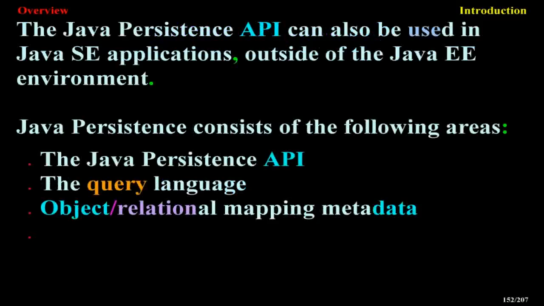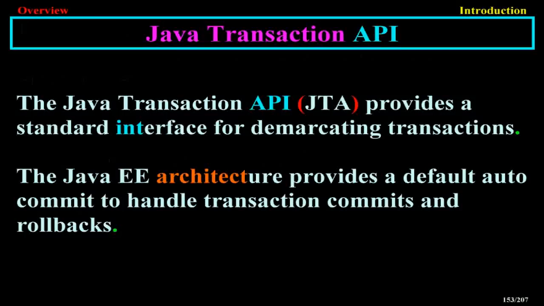Java Persistence consists of the following areas: the Java Persistence API, the query language, object relational mapping metadata, and the Java Transaction API. The Java Transaction API (JTA) provides a standard interface for demarcating transactions. The Java EE architecture provides a default auto-commit to handle transaction commits and rollbacks.